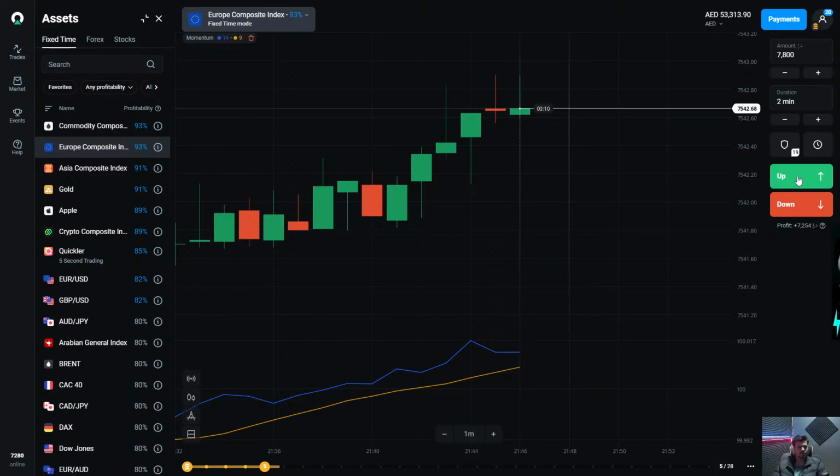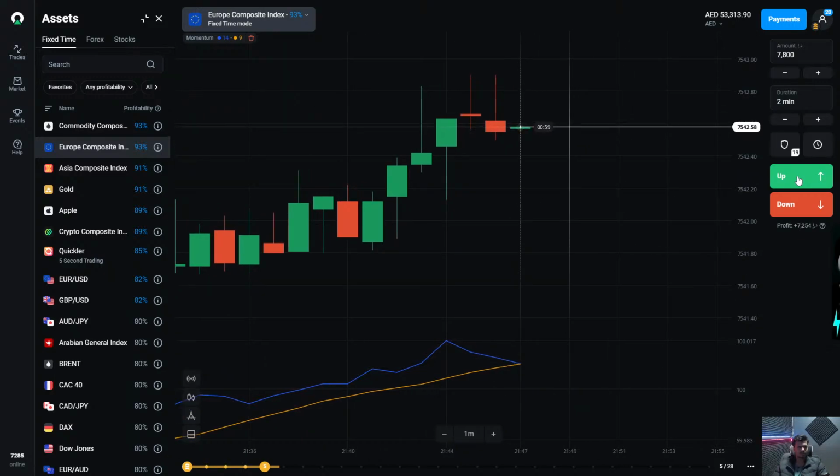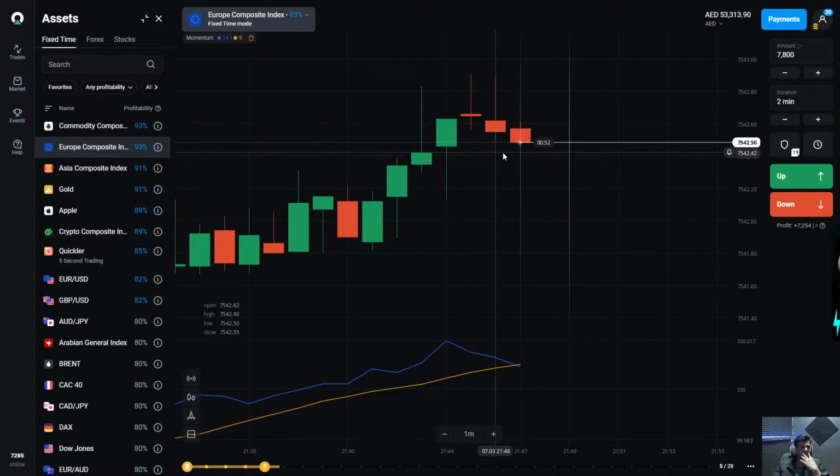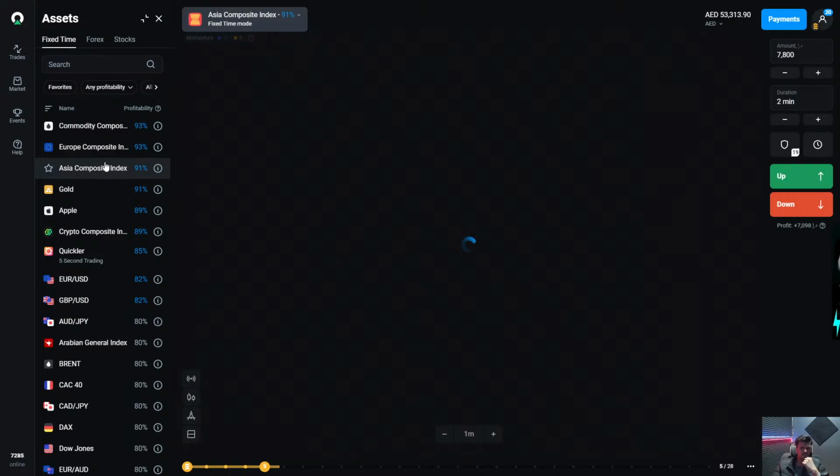11, 10, 9, 8, 7, 6, 5, 4, 3, 2, 1. And now it's trying to move to the downward. Yes, it's trying to move to the downward now. See guys, because already it went too much far in the upward. Now it's trying to come back to the downward.